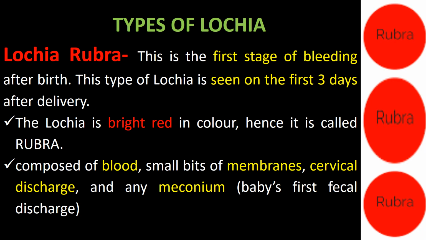Now we have the different types of lochia. Number 1 is Lochia Rubra. This is the first stage of bleeding after birth. And this bleeding or lochial discharge is typically seen on the first 3 days after delivery. Coming from the word rubra, the Lochia Rubra is bright red in color, and it is composed of blood, sometimes small bits of membranes, cervical discharges, and even meconium or the baby's first fecal discharge. So the first type of lochia is Lochia Rubra, and it appears on the first 3 days of life, and the color is bright red.